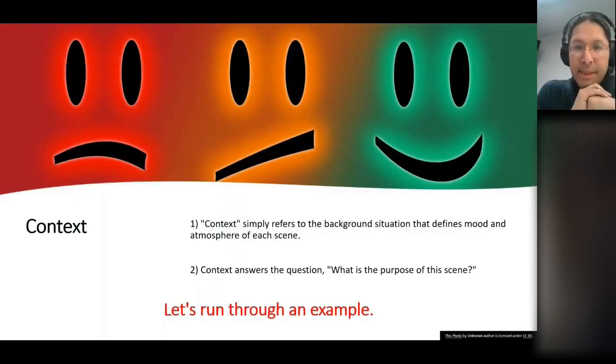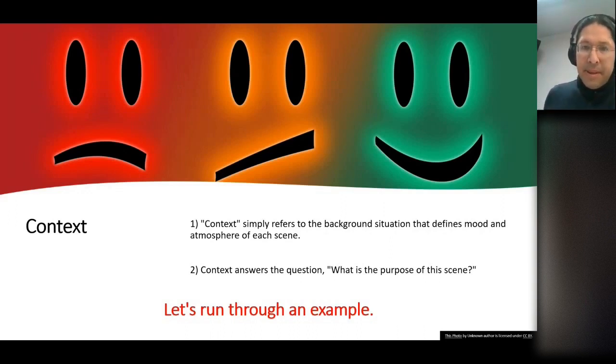We need context and contrast. Let's start by discussing context. Context simply refers to the background situation that defines the mood and atmosphere of each scene. Context answers the question, what is the purpose of this scene? Let's run through an actual example.